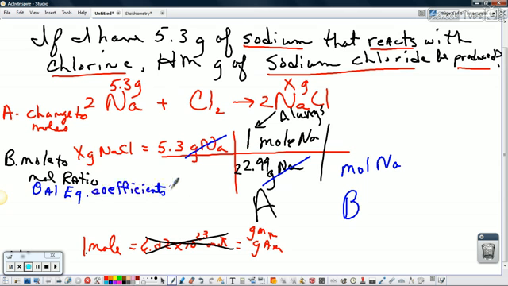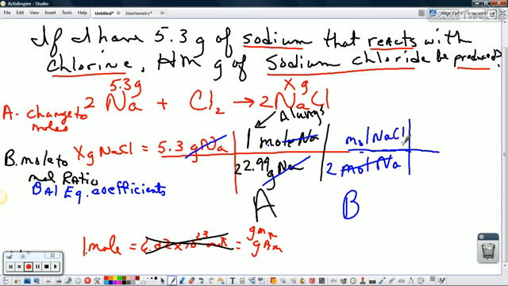So I have to look at the balanced equation, and I have to look at the coefficient. The coefficient for Na is a 2. So I'm going to put a 2 right there. This allows me to cancel moles of Na. Where am I trying to get to? Where am I trying to end up? What does it say over there? X grams of NaCl. So I need moles of NaCl.